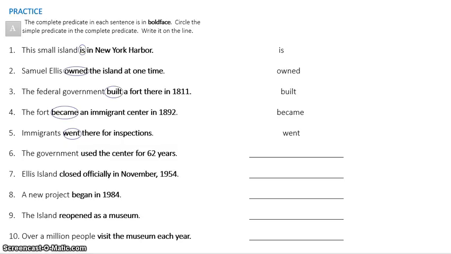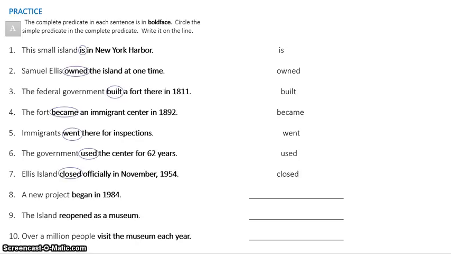I'm looking for my simple predicate, which is another word for verb, and I should have circled used and written it on the line. Number 7, Ellis Island closed officially in November 1954. Closed officially in November 1954 is your complete predicate. I'm looking for my simple predicate or my verb, so I should have circled closed and written it on the line.